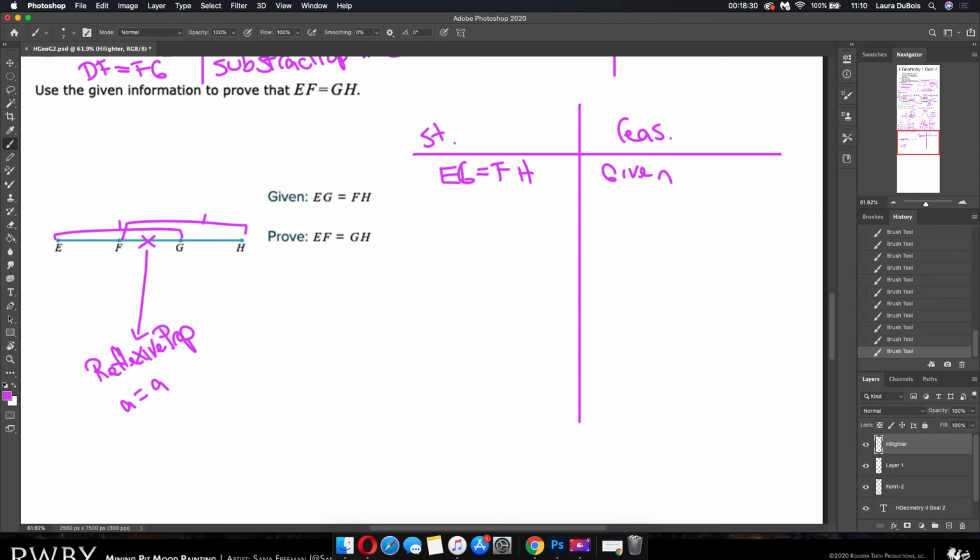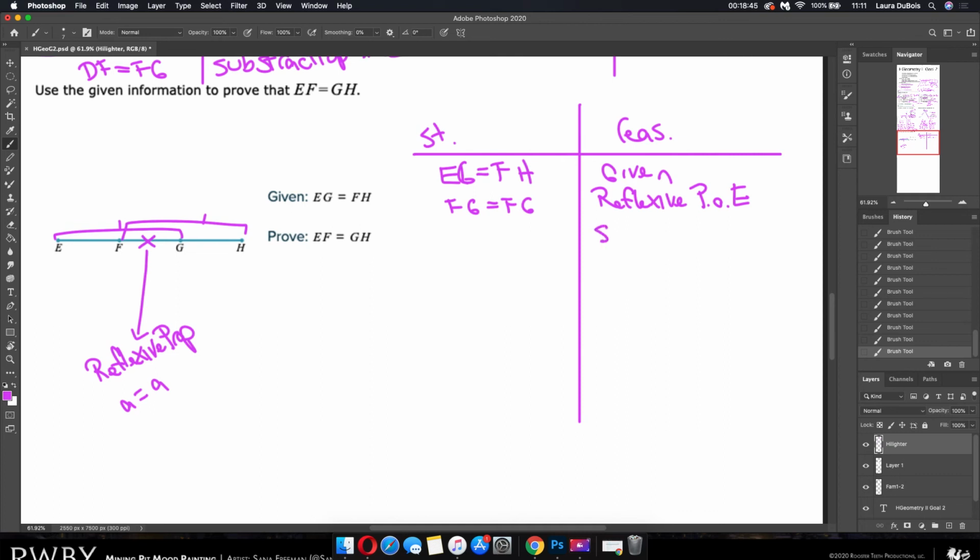And so we can say that FG equals FG. That's because of the reflexive property of, is this congruent? No, this is going to be equality. We're not using congruence yet. Hold that thought.